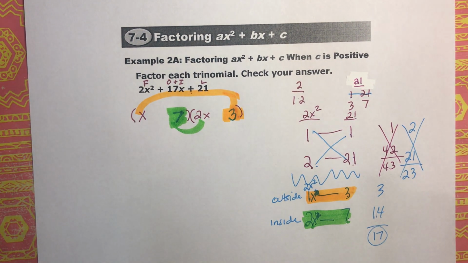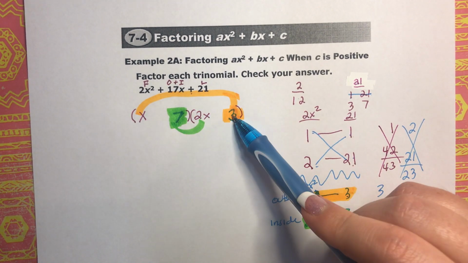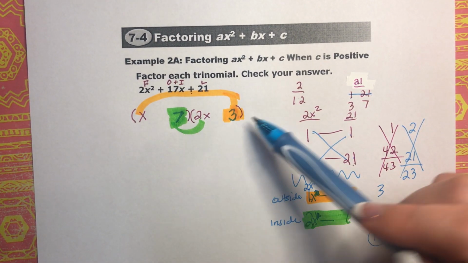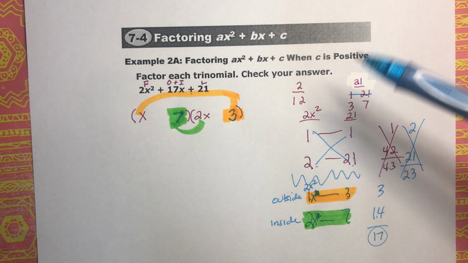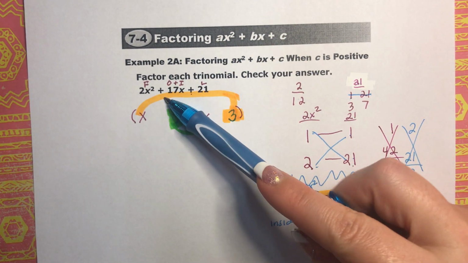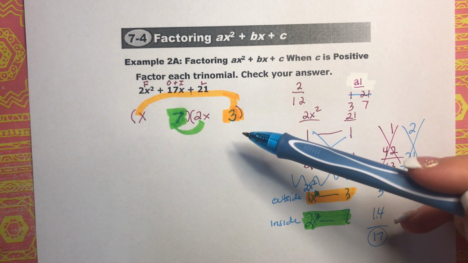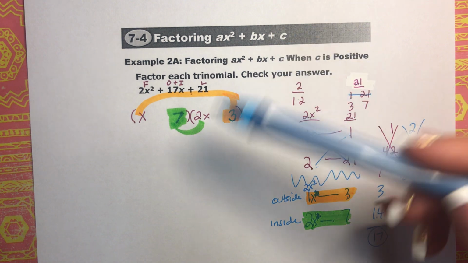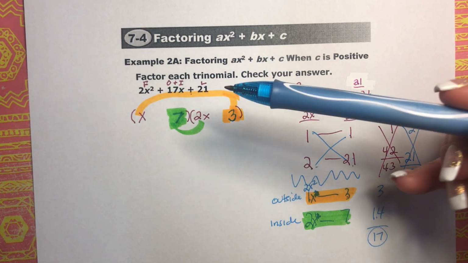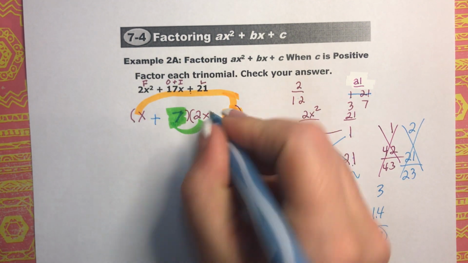Now I need to determine what the signs are. I need a positive 21. That means both of my signs are either going to be positive or both negative, right? That's the only way you get a positive number. And since the middle number is positive, and the only way I can get a positive number here is by adding two positive numbers, I know that my answer is going to be positive.